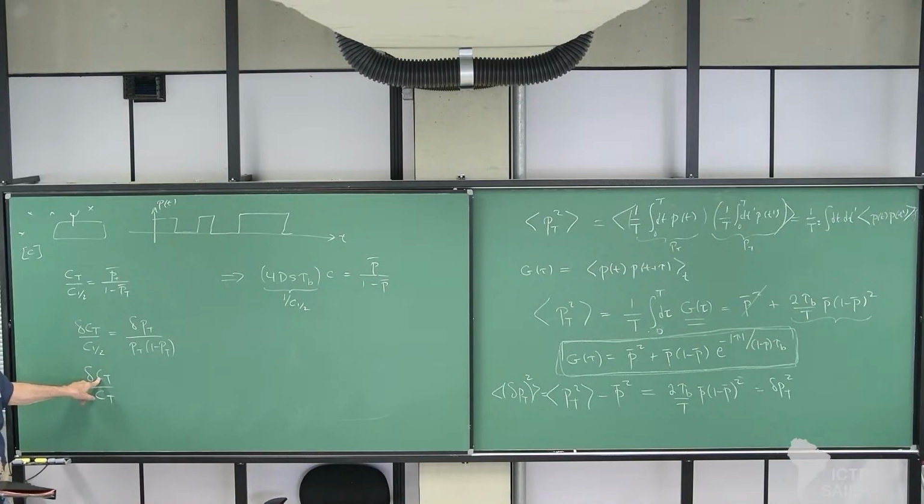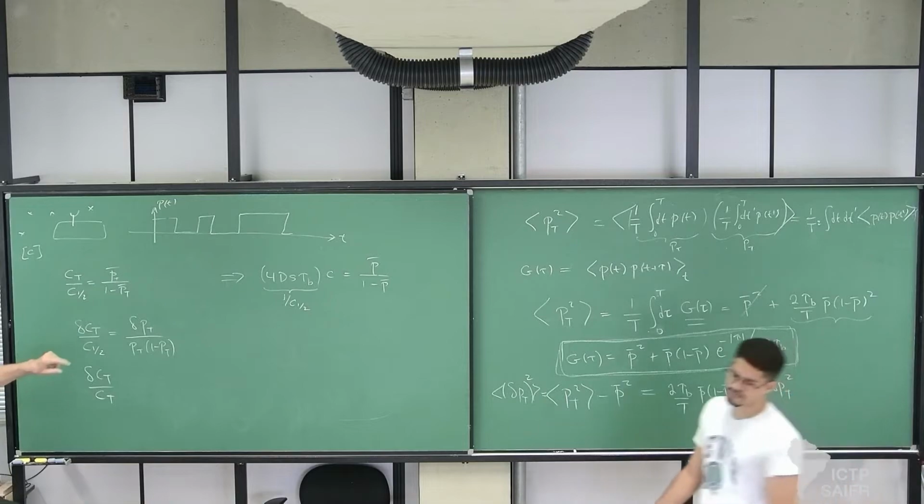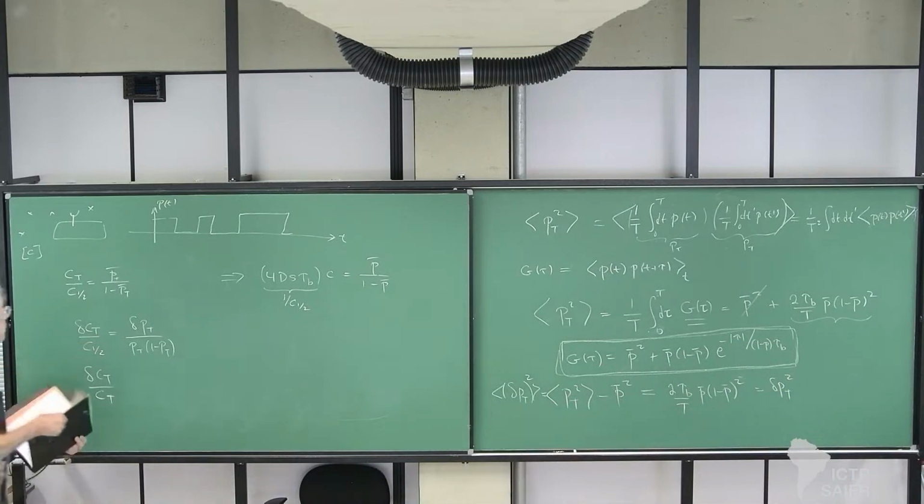Yeah. To me, it's not clear why this identity holds, right? This delta PT divided by PT times 1 minus PT. Where does that come from?